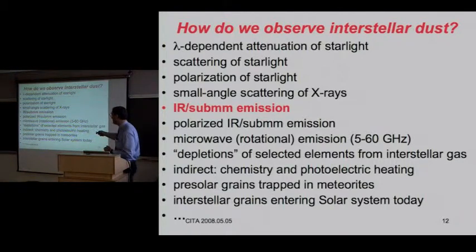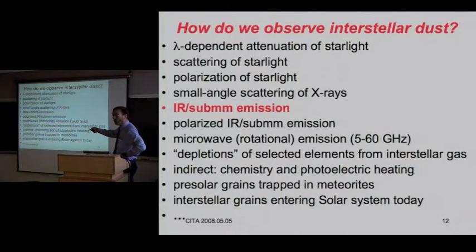We can also observe the scattering of light not just at optical wavelengths, but even at X-ray energies. So when we look at an X-ray point source through the interstellar medium, there's in general a halo of small angle scattering of X-rays around it. And our dust model had better be able to quantitatively reproduce that effect of the dust grains. The infrared and submillimeter emission, I showed you that. In fact, that's what I'm going to concentrate on in this talk.